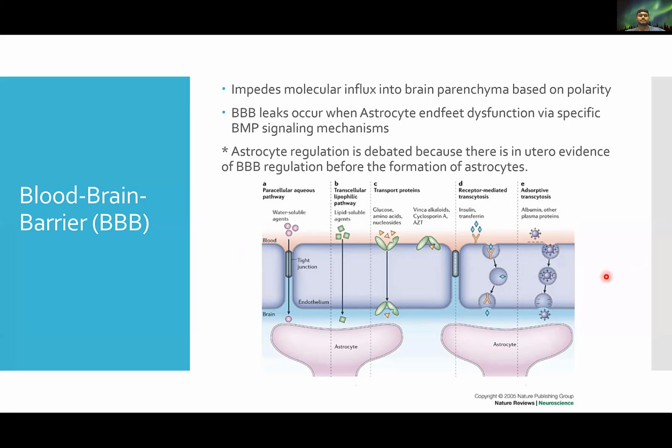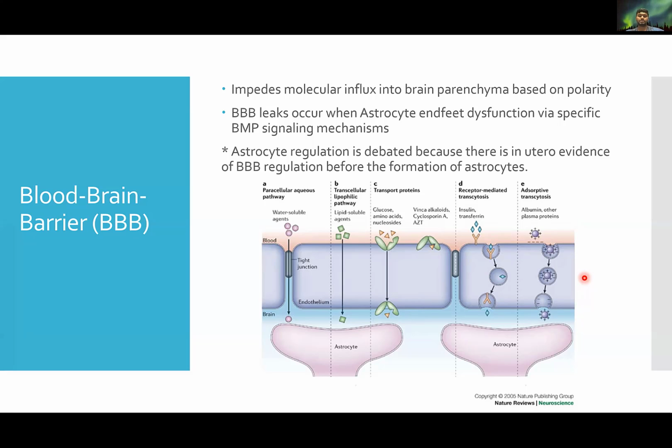Now, this isn't all of it. The endothelial cells aren't the only components of the blood-brain barrier. The astrocyte also influences the blood-brain barrier. It was shown in certain experiments that leakages occur when the astrocytic end feet have dysfunction, due to specific signaling mechanisms. However, there's some evidence against astrocytes regulating the blood-brain barrier, because in utero, there's evidence of regulation of the blood-brain barrier before astrocytes have formed yet.